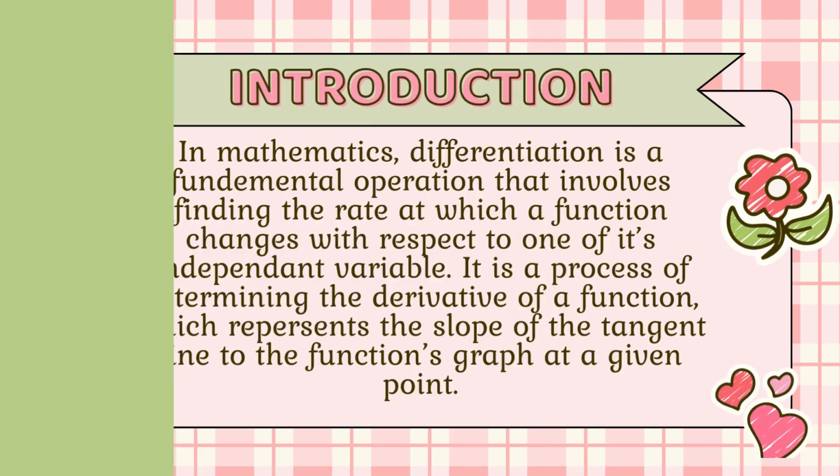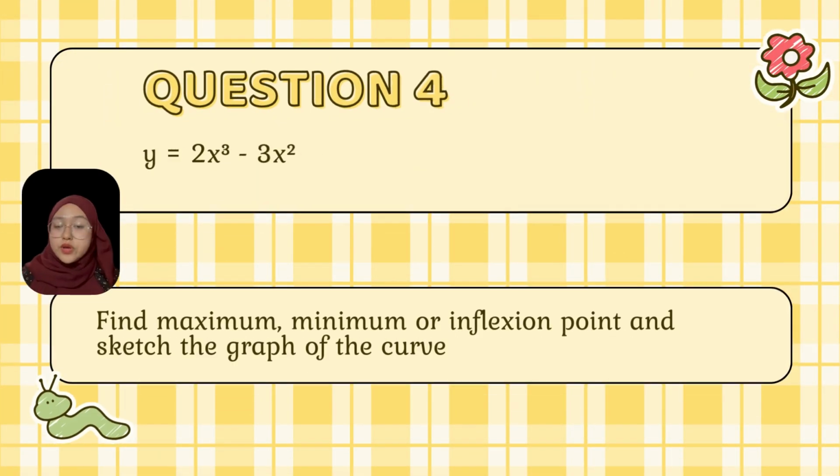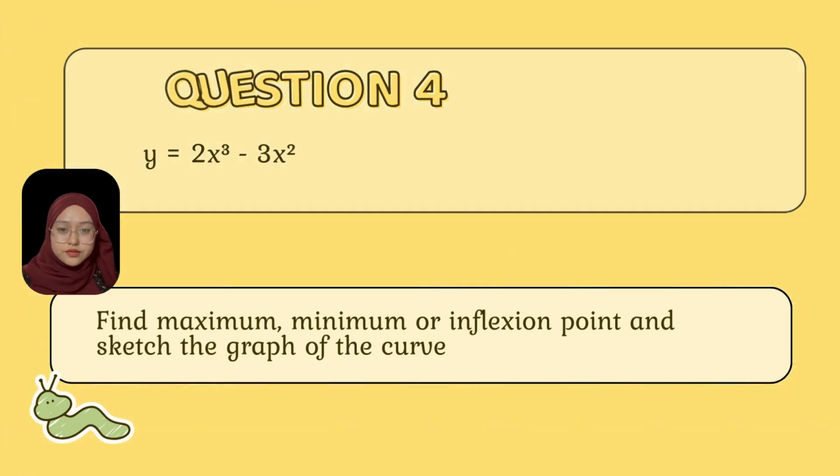07DKA23F2006. In mathematics, differentiation is a fundamental operation that involves finding the rate at which a function changes with respect to one of its independent variables. It is a process of determining the derivative of a function, which represents the slope of the tangent line to the function graph at a given point. In this presentation, we will focus on finding the maximum, minimum, or inflection point and sketching the graph of the curve.